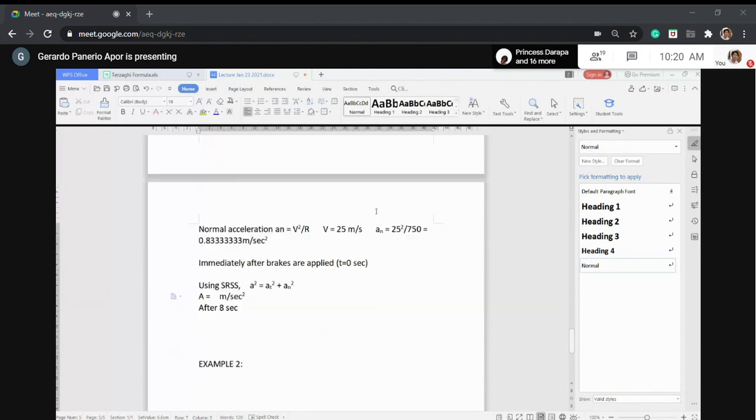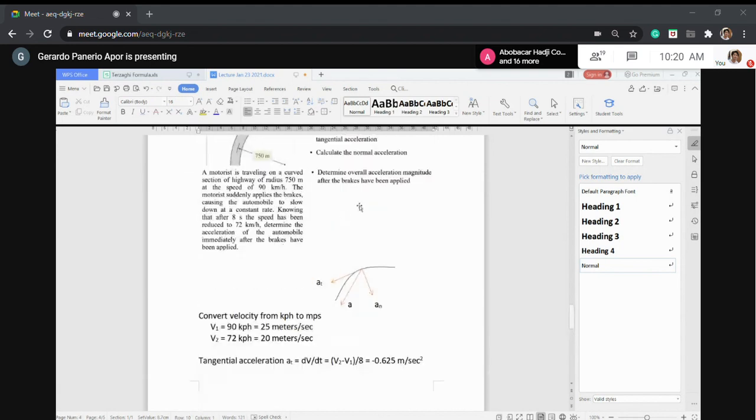So you have 1.041667 meter per second squared. So that is the first answer. Actually, 1.0417 meter per second squared. That is immediately after the brakes are applied. But that's the problem here.